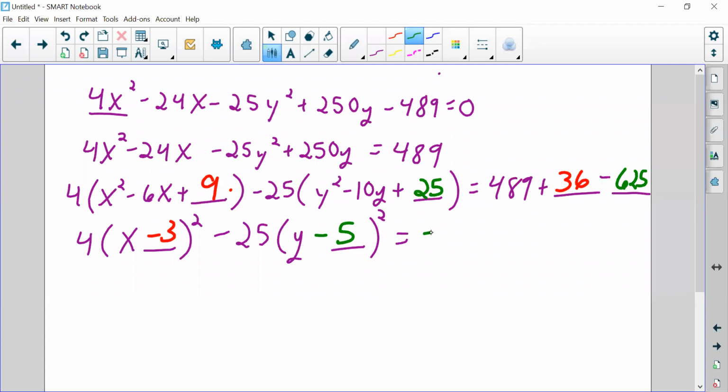Negative 100. So far so good. Now, what's our next step? Same as the ellipse. What will we do next? Divide everything by negative 100. This has to be a positive 1. So we're going to divide everything by negative 100.